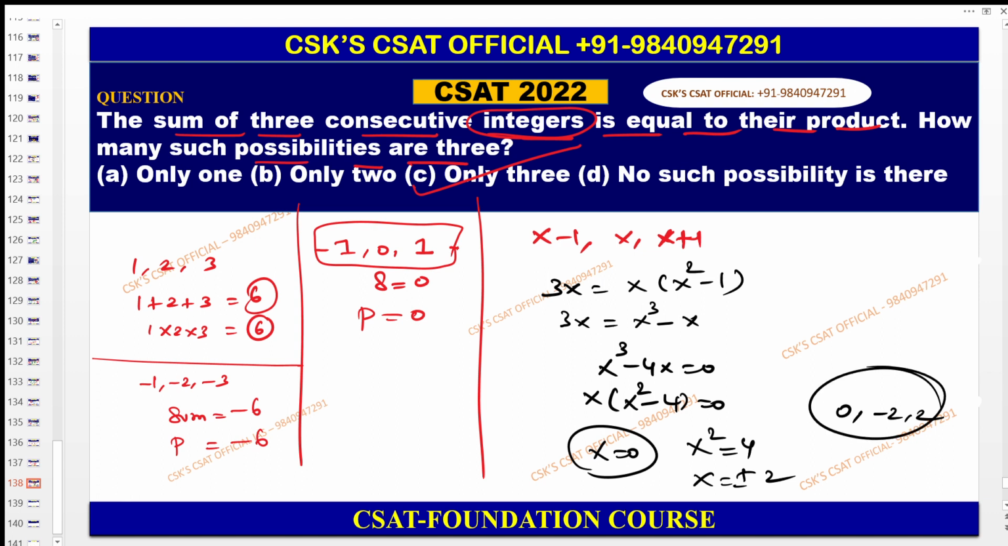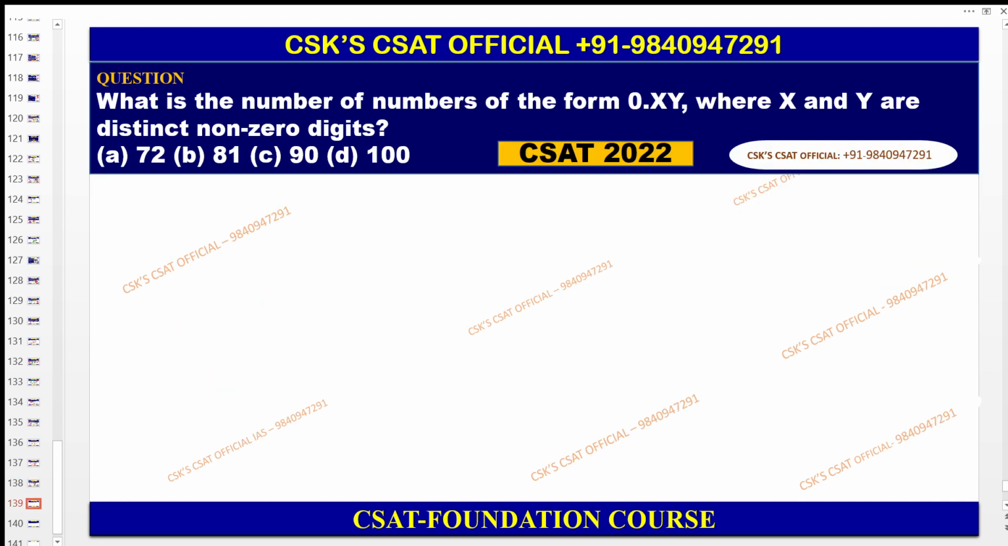Getting? Fine. If you are getting it, let us move on to the next question. Like this you form. Now this question, with this format people get some kind of panic just by seeing it. 0.xy, where x and y are distinct non-zero digits. What is the number of numbers of this form? How many such are possible?